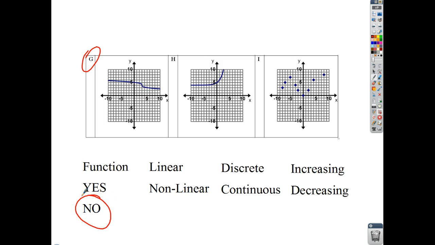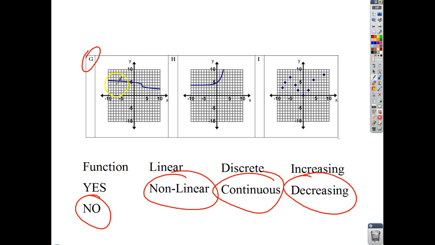Okay, let's see, is it linear? No, it's non-linear. Is it discrete or continuous? It's continuous. And is it increasing or decreasing? This one is actually just decreasing. Okay, it only decreases. It goes down, down, down, down, more down, down, down, down.